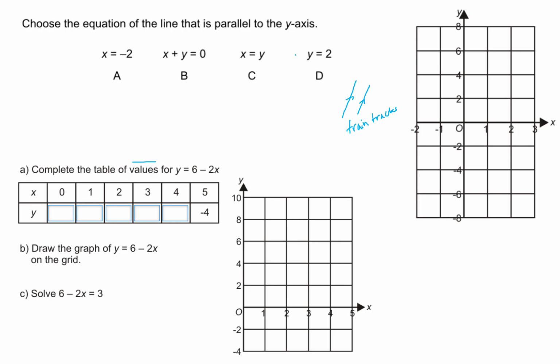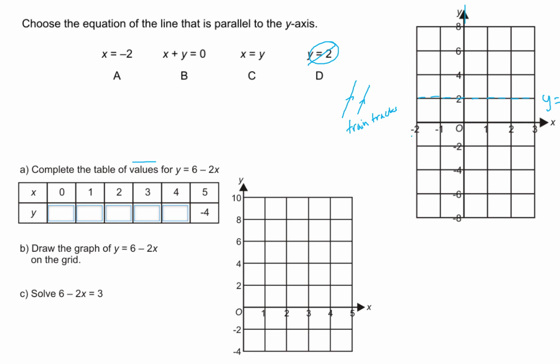So first step is that's parallel to the y-axis. Well, this is the y-axis, right? So it's parallel to this line here. So let's try one of these. Let's try y equals 2. Now y equals 2, we know it's this from the exercise before. I'm just doing dotted lines here. Well, that's not parallel, is it?